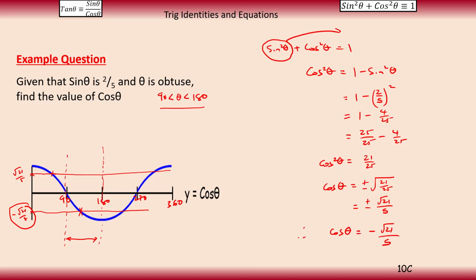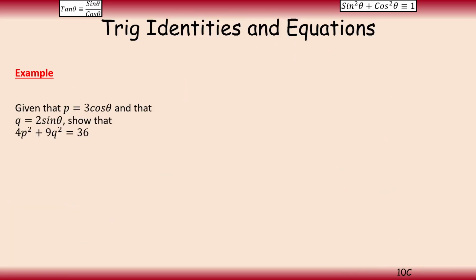So what I want you to do now is to hit pause, copy the example, copy the diagram, very important. And when you're ready, hit play again, and we'll look at one more example. Right, as I said, the last example.